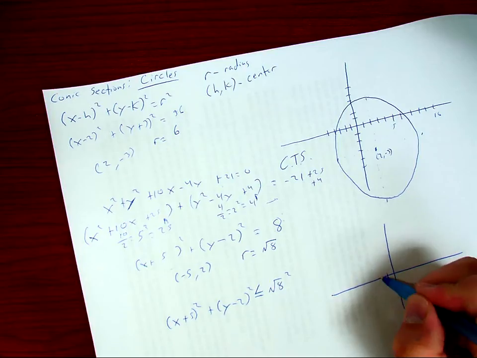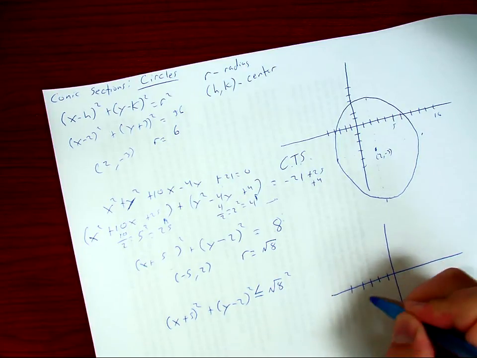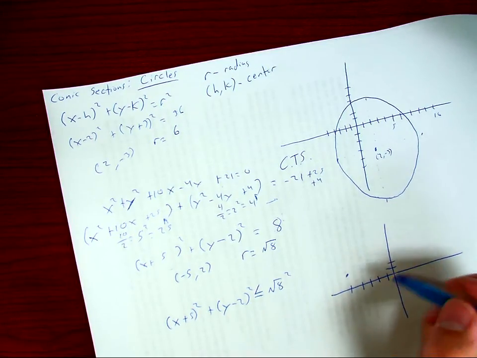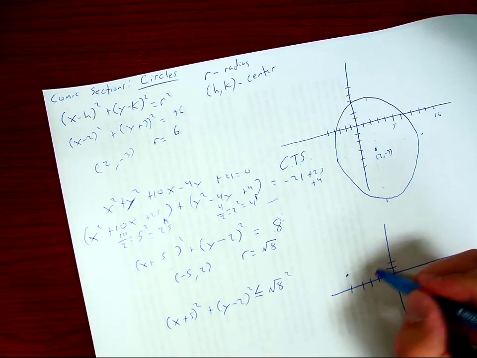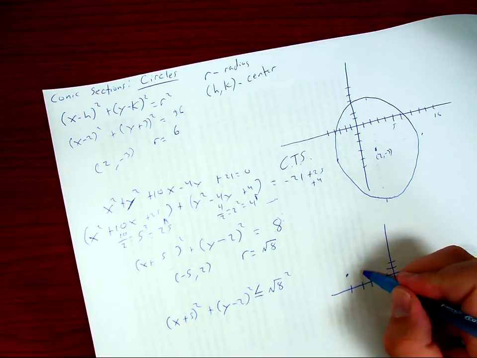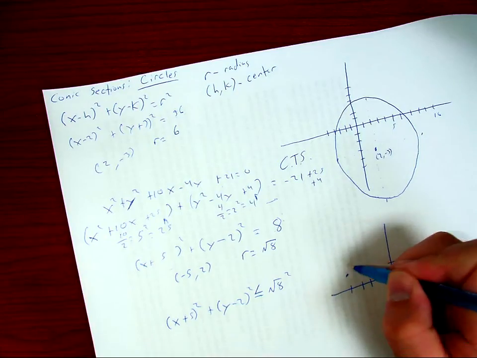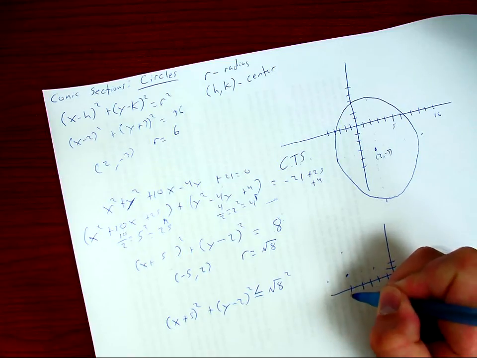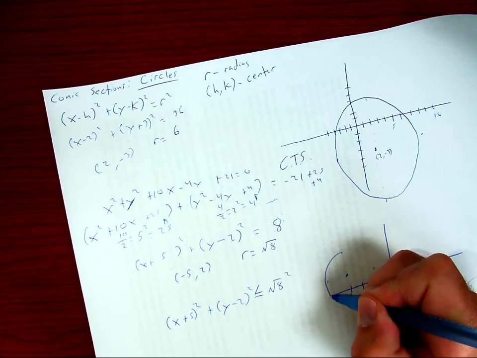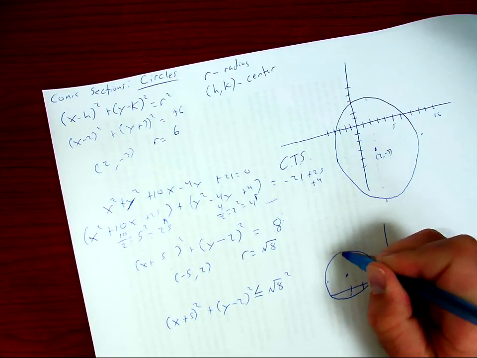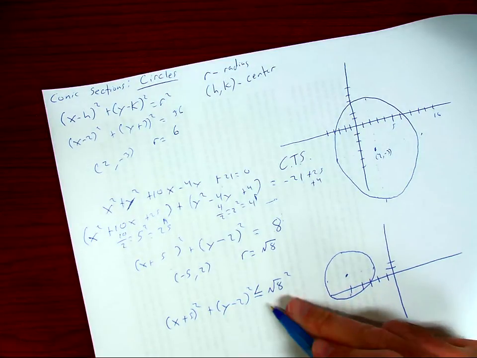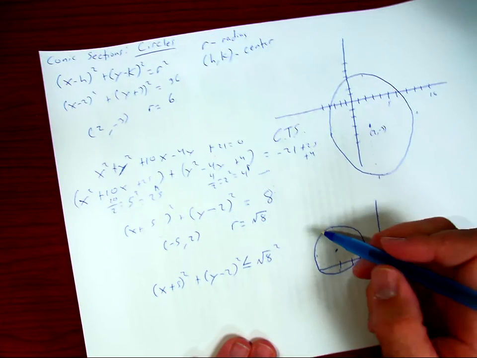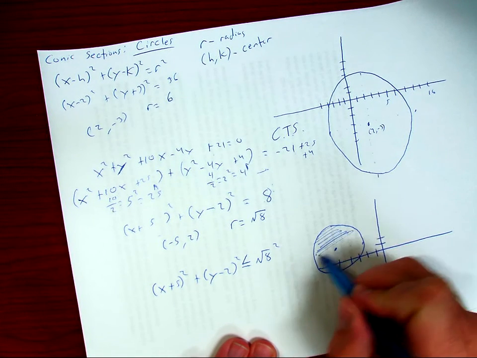So we mark our center first, right there, and then we would count out our radius in every direction. Square root of 8 is less than 3, so 1, 2, and a little less. Okay, now we're going to get a rough estimate. It's less than or equal to, which means it is a solid line, but less than in a circle is inside the circle. So our shading would actually be inside.